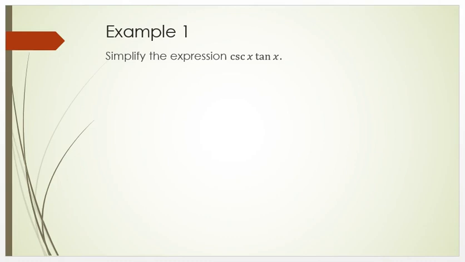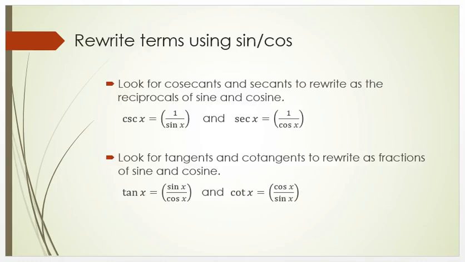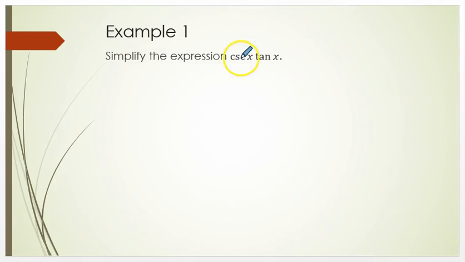So here's our first example where we're going to try to simplify cosecant of x times tangent of x. Right now I don't see anything that factors or cancels or does anything on its own, so we're going to try the strategy of changing things to sines and cosines. If you look back at the previous slide, I indicated that cosecant of x is equal to 1 over sine of x. Well, if those two things are equal, then I can replace one with the other, so I'm going to write, instead of cosecant, 1 over sine of x.